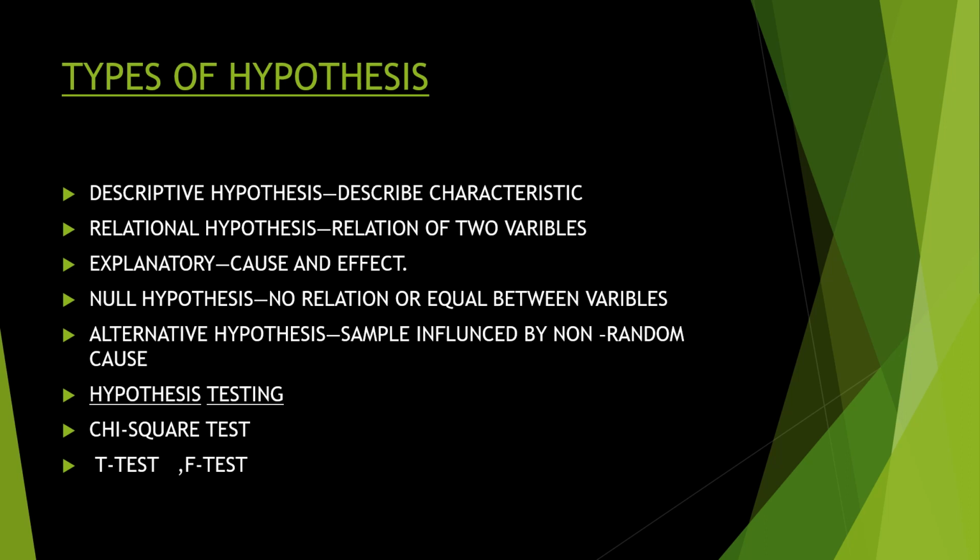Then relational hypothesis. Relation means connection. Relation of two variables. That is, if you are taking two factors, if you are taking male and female, those are the two variables. Understood? That is what we call variables. For example, if you are taking male and female, who is best in their studies, we are doing a research on it. So the two variables here are one the male and another the female.